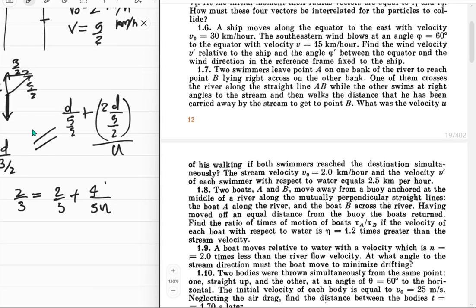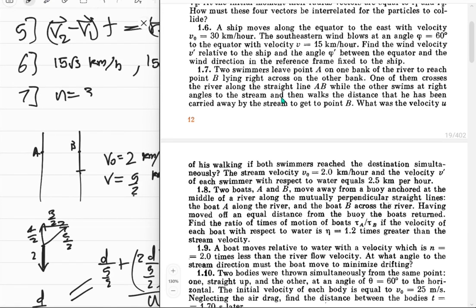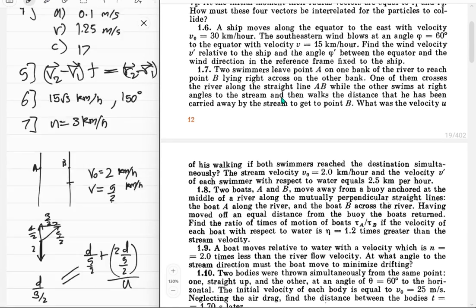So u will be in kilometer per hour, and d was in whatever unit it was. So yeah, 1 upon 3 minus 1 upon 5 is equal to 2 upon 5u. Right, this is 5 minus 3, 2. 2 upon 15 is equal to 2 upon 5u. So you can say 1 upon 3 is equal to 1 upon u. So u is equal to 3 km per hour. Next.